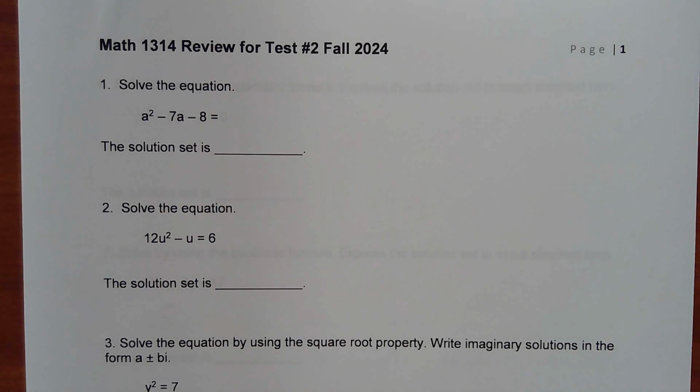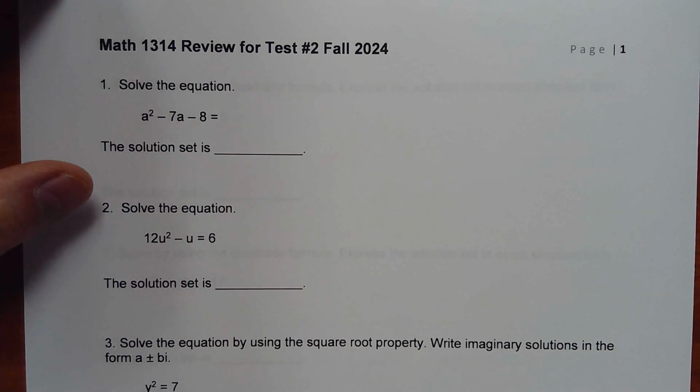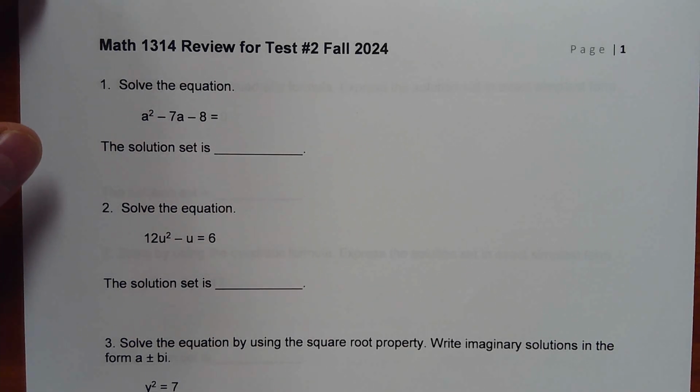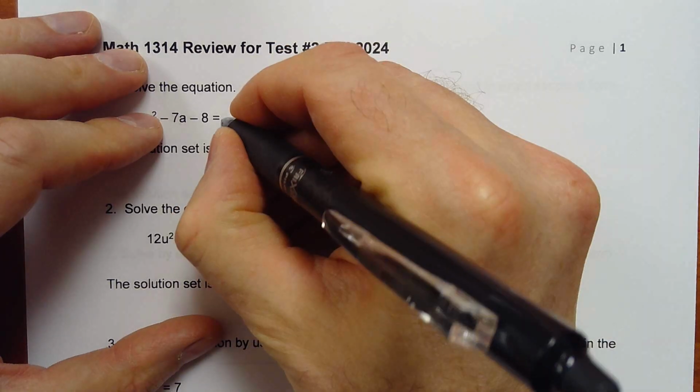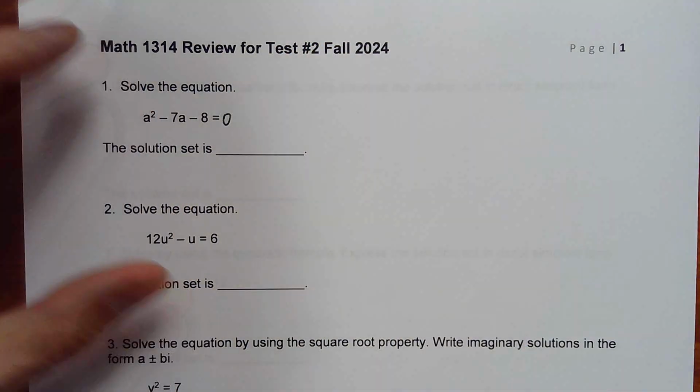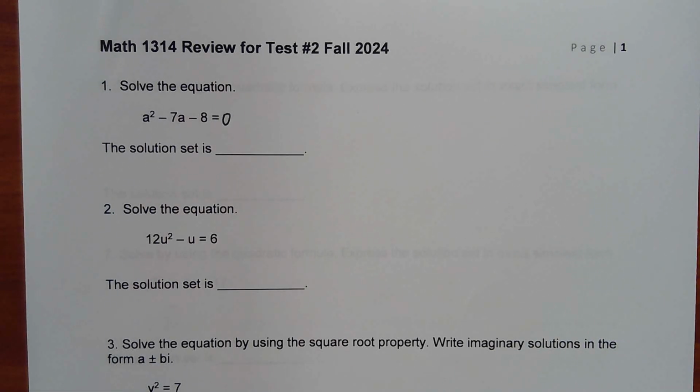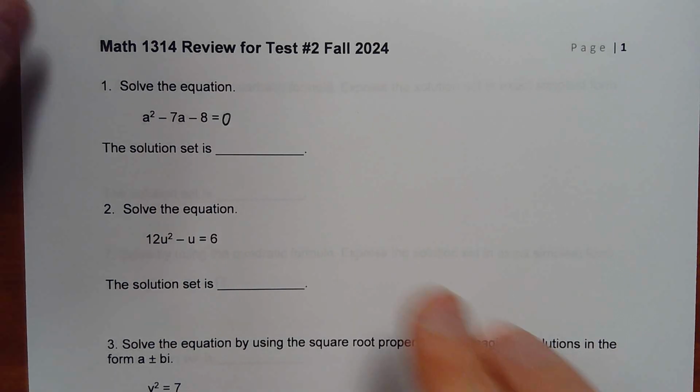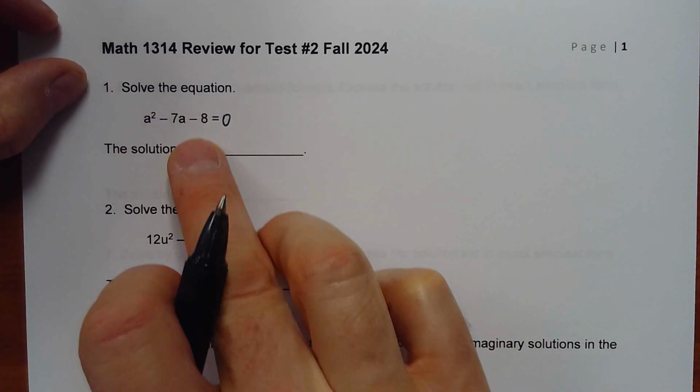All right, so let's go ahead and take a look at the review for test number 2. The first problem is solve the equation. And I guess there should be a 0 there. Somehow the 0 got left off. Not sure what happened when I printed that out, but we'll make sure that's fixed by the time you print it out. So what they want us to do is do this by factoring.